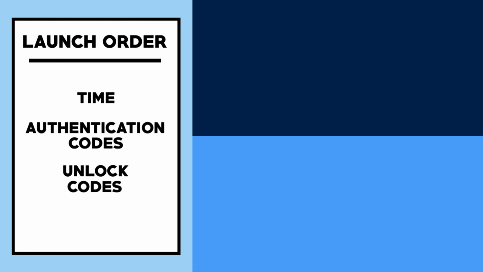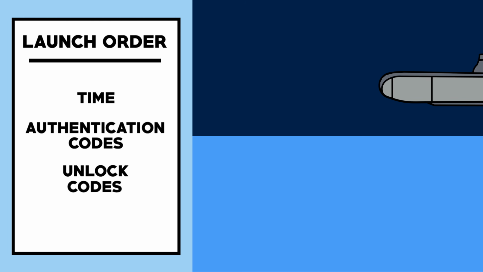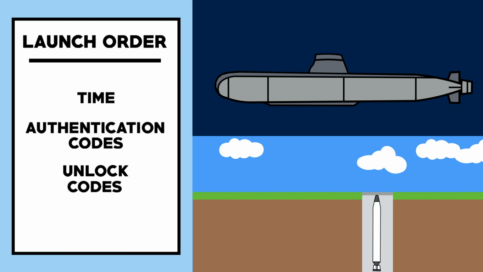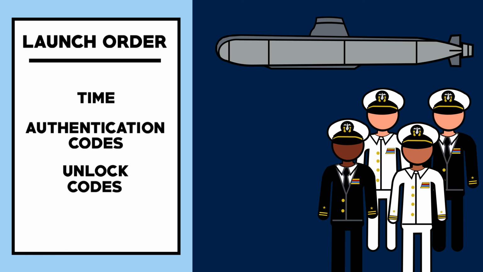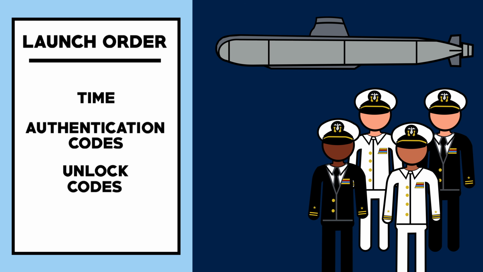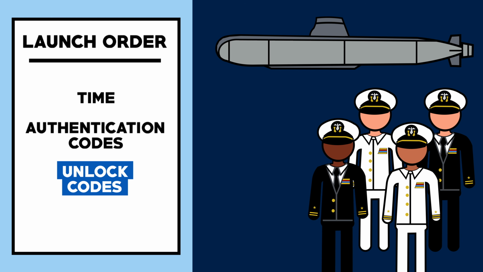Step 7. Presuming the codes match, the order is then sent to either a submarine or an ICBM land base. If it goes to a sub, then the 4 senior crew members authenticate the order and use the combination in the launch message to prepare the missiles for launch.